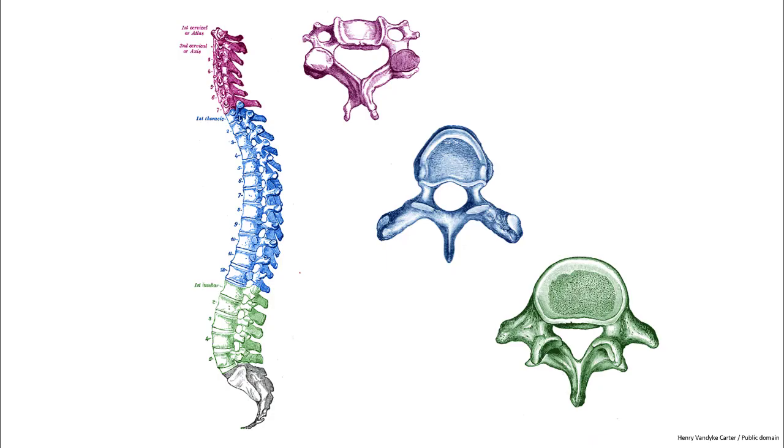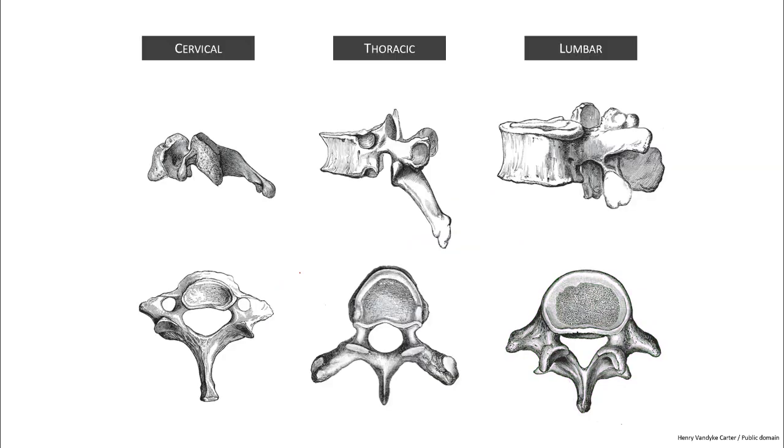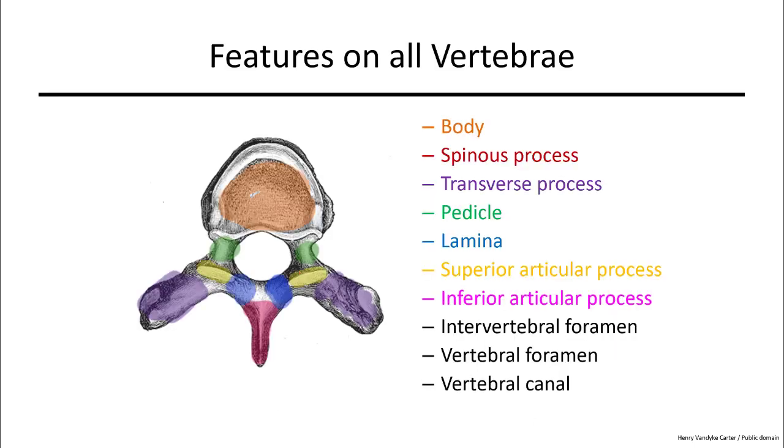I've highlighted these in different colors: cervical, thoracic, and lumbar. You can see they do have some unique characteristics. You should be able to tell the differences between each of these. We can see a lateral view as well as a superior view of each of these vertebrae. Features on all vertebrae include the body, which is represented in orange as the thick weight-bearing portion. The spinous process indicated in red is the part that if you were to run your finger down your back, you can feel the bumps.